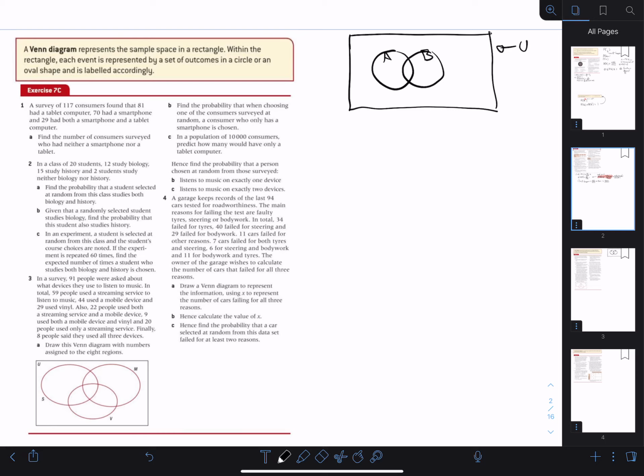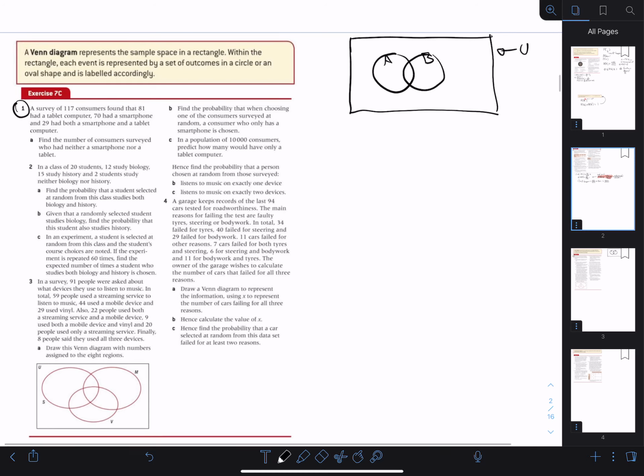So if I take an example here, number one: a survey of 117 consumers found that 81 had tablet computers, 70 had smartphones, and 29 had both a smartphone and a tablet computer. So we're dealing with two things, smartphones and tablet computers. You could try to calculate this without the diagram, but let's go with it. I'm just going to reuse the one I got here, with some nice labels: tablet and smartphone.